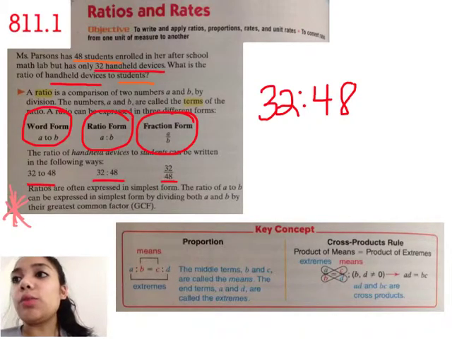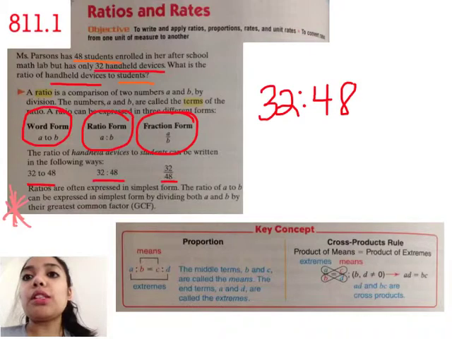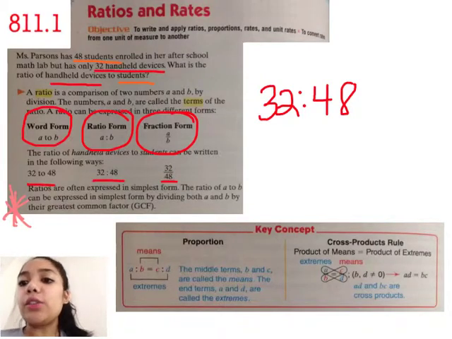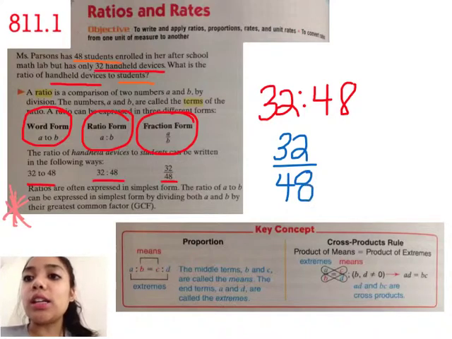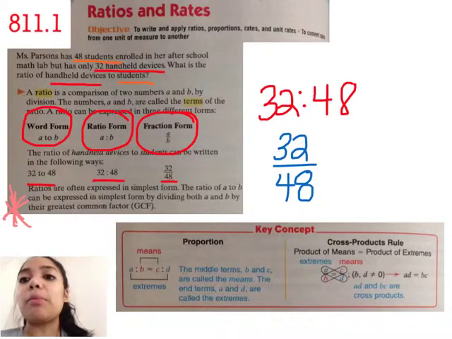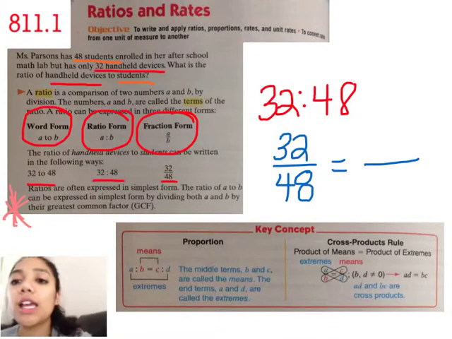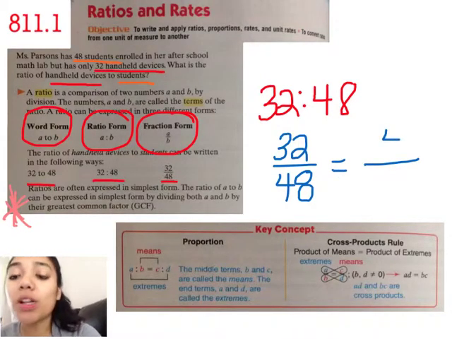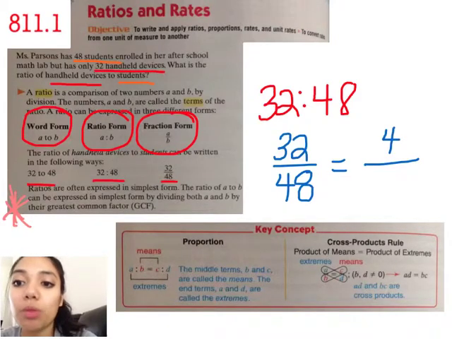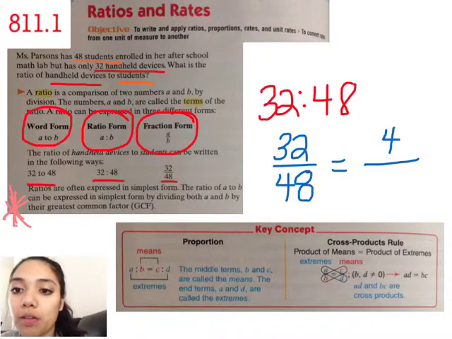I wrote it in ratio form, but if you notice, there's a word form, a ratio form, and a fraction form. The ratio of handheld devices to students can be written in these different ways. But if you notice right here, ratios are often expressed in simplest form. The ratio of A to B can be expressed in simplest form by dividing both A and B by their greatest common factor. That is the number, you would ask yourself, what number can they both be divided by? The biggest number they can both be divided by.